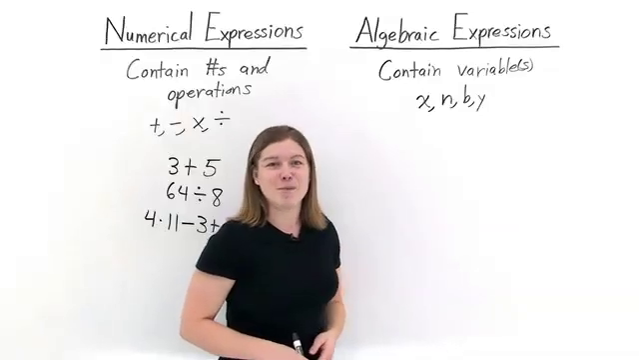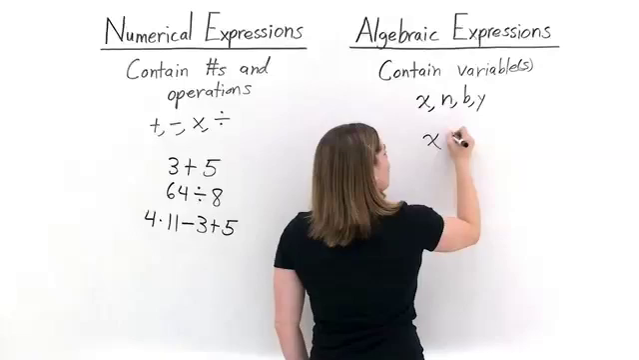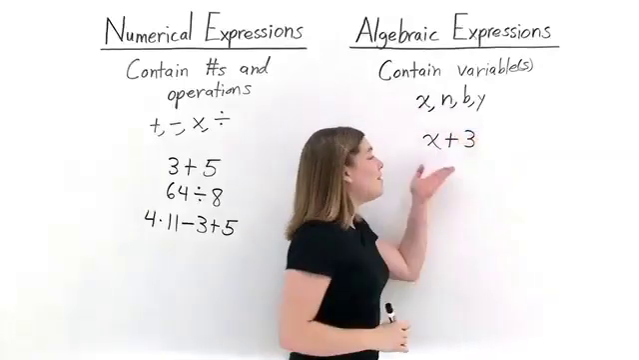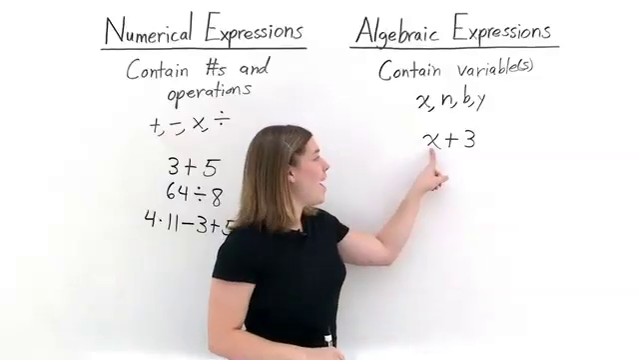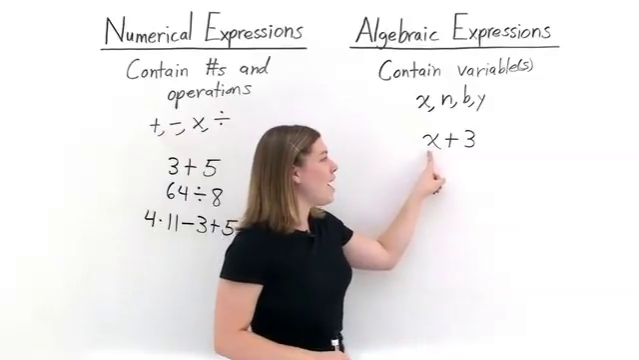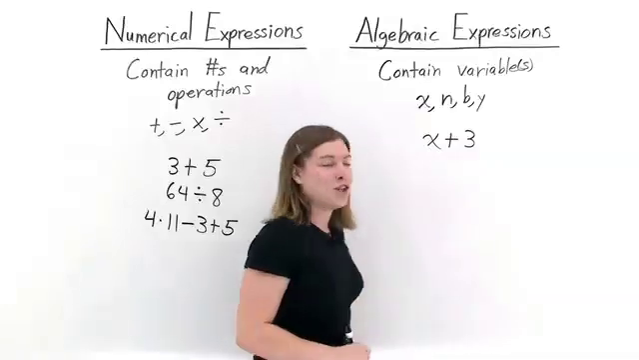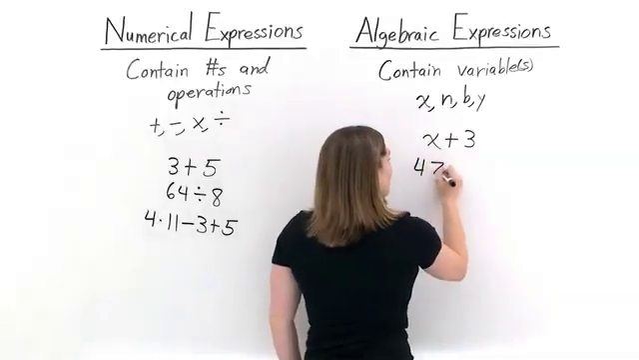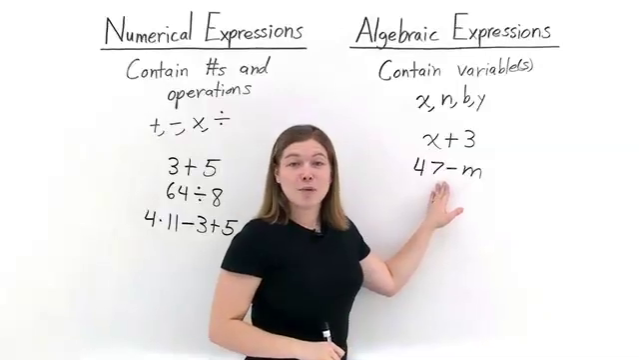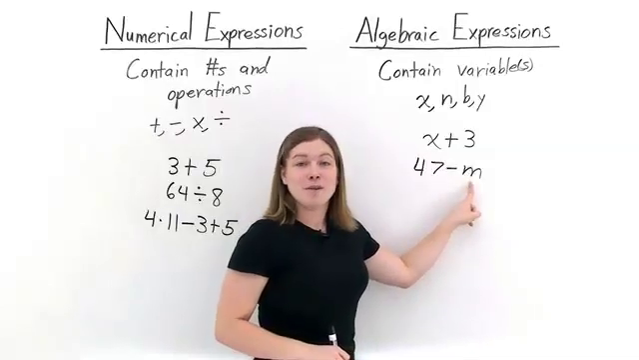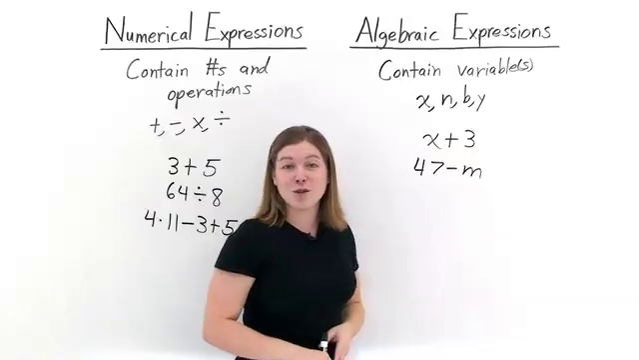So let's look at an example. x plus 3. This is an algebraic expression. It contains at least one variable, x. So since we have an x in this expression, we have an algebraic expression. Here, 47 minus m is another algebraic expression. m is our variable. Since there's at least one, we have an algebraic expression.